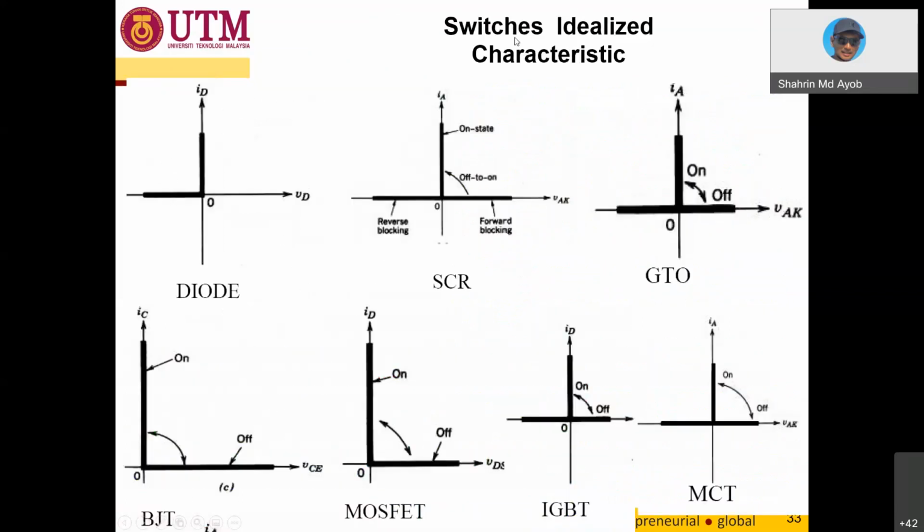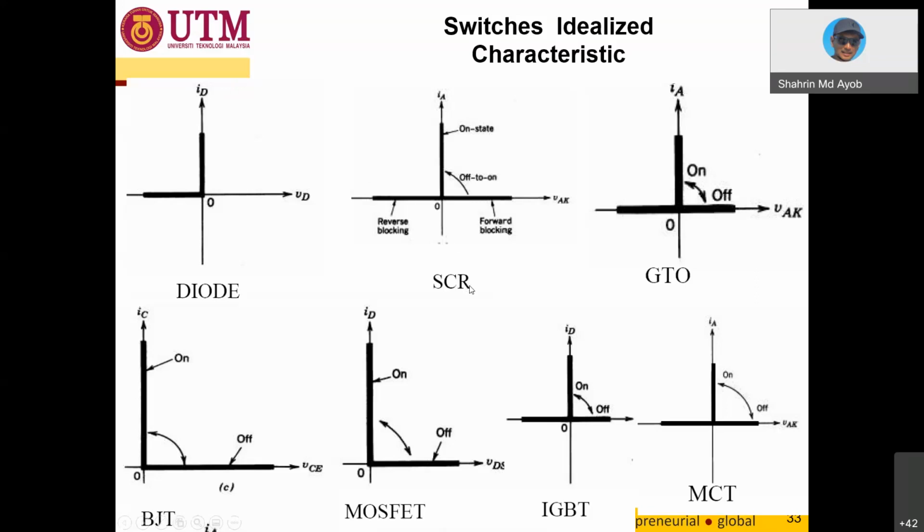Okay, so this is the switch idealized characteristic. This is what is called ideal. Ideal meaning that we ignore the voltage drop and so on. So this is the IV characteristic for the diode. As you can see, when it is turned on, the current will flow, very high current, but the voltage drop is 0. And when it is reverse biased, it will remain off. Okay, the current is 0, but there is some voltage blocking here. Okay, that is for the diode.